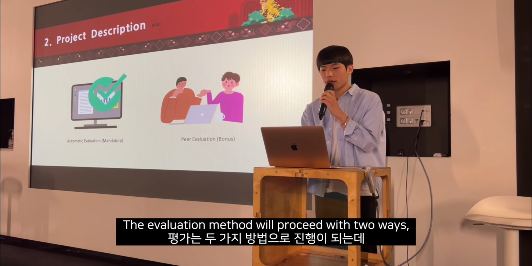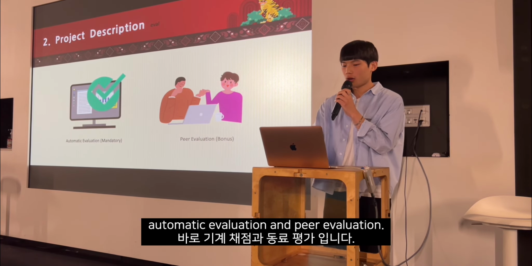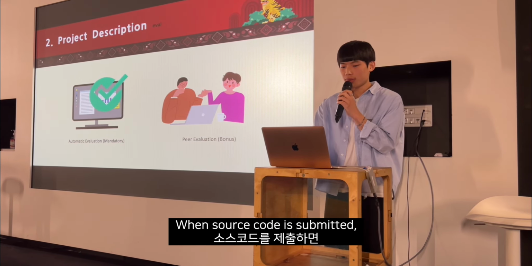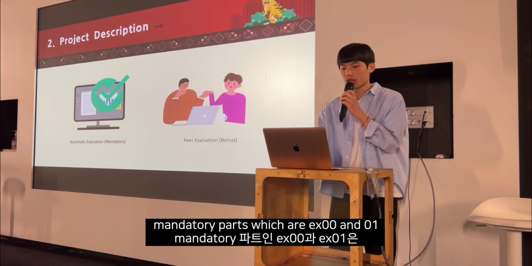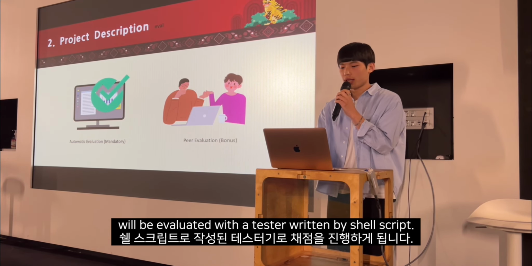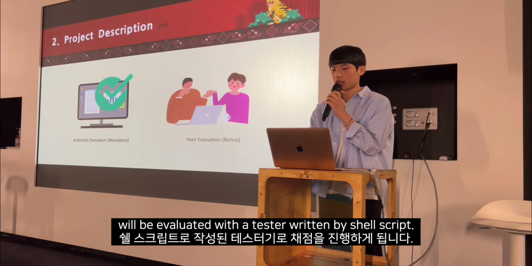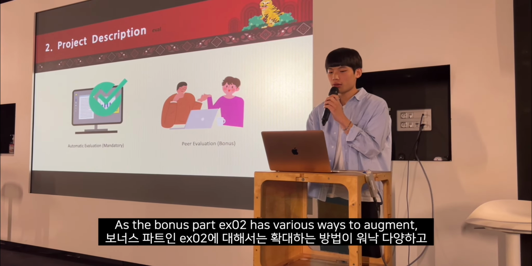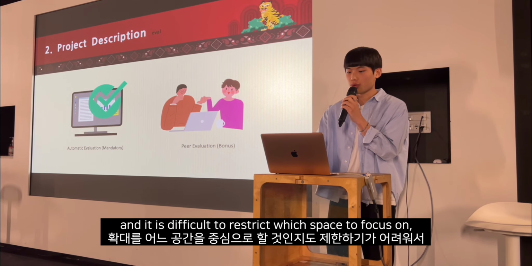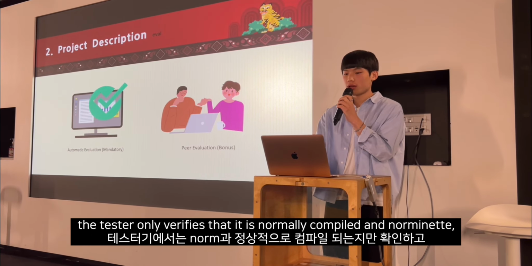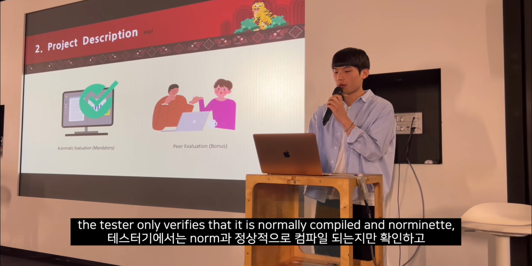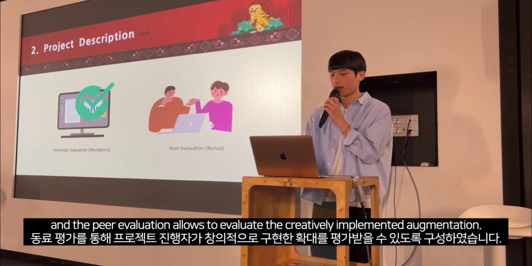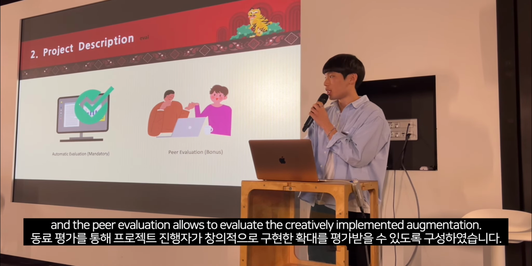The evaluation will proceed in 2 ways: automatic evaluation and peer evaluation. When source code is submitted, mandatory parts, which are exercise 0 and 1, will be evaluated with a tester written by shell script. As for the bonus part, exercise 2 has various ways to augment, and it is difficult to restrict which space to focus on. The tester only verifies that it is normally compiled and passes norminette, and the peer evaluation allows evaluating the creativity of the implemented augmentation.